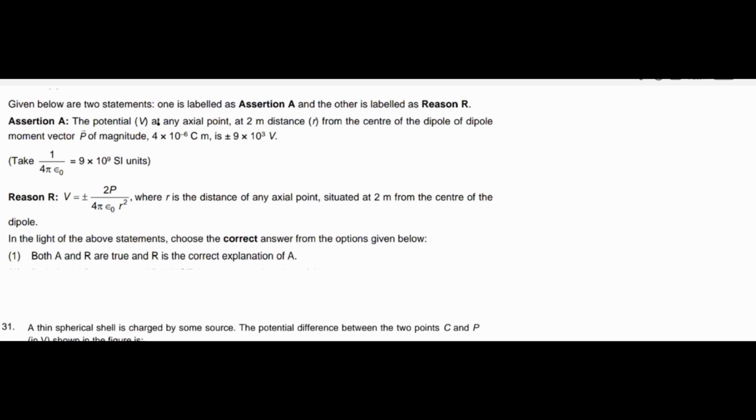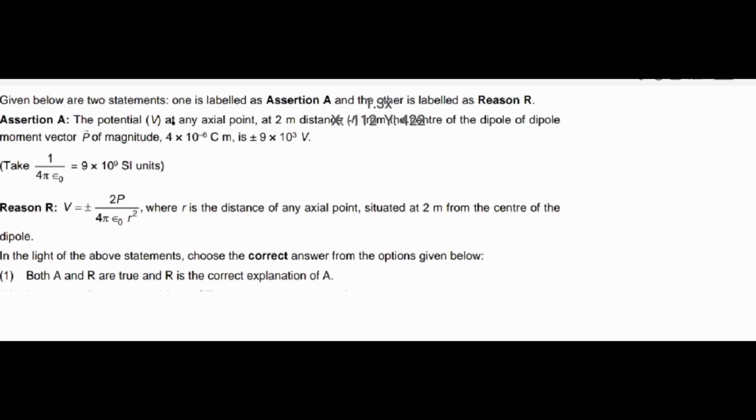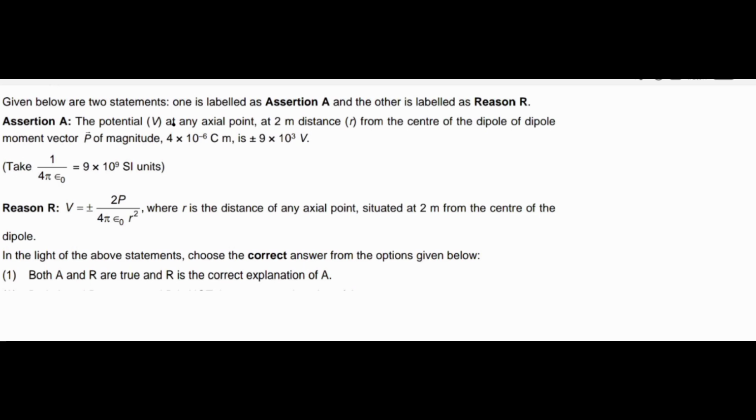Yes, the first question. Given below are two statements, one labeled as assertion and the other labeled as reason. Assertion: the potential V at any axial point at a 2 meter distance from the center of a dipole of moment vector P of magnitude 4 × 10^-6 coulomb meter is ±9 × 10^3 volt. Given 1/4πε₀ is equal to 9 × 10^9 SI units.